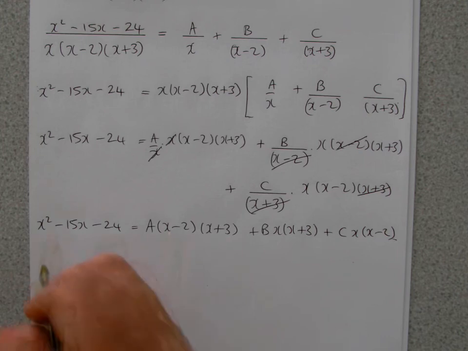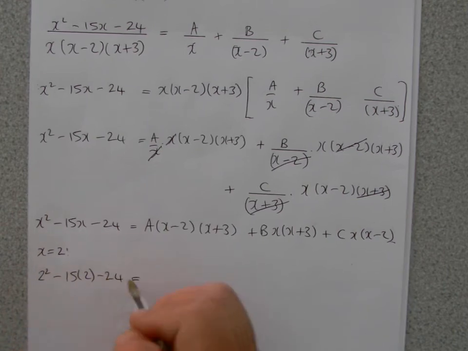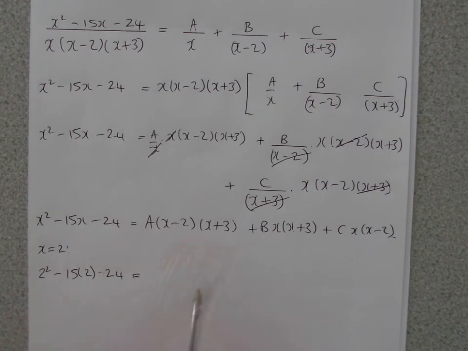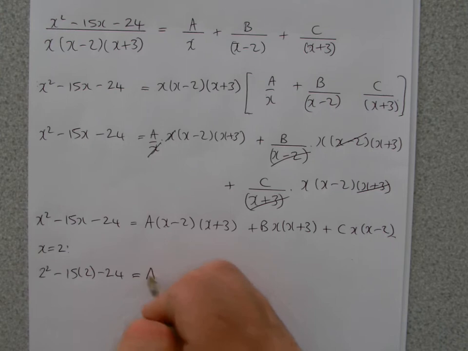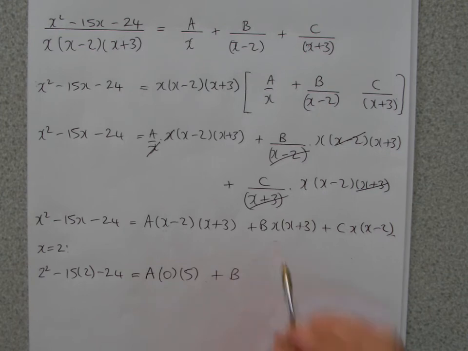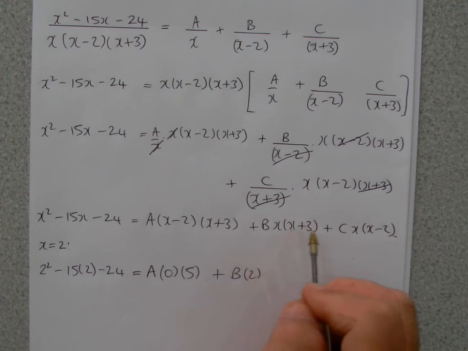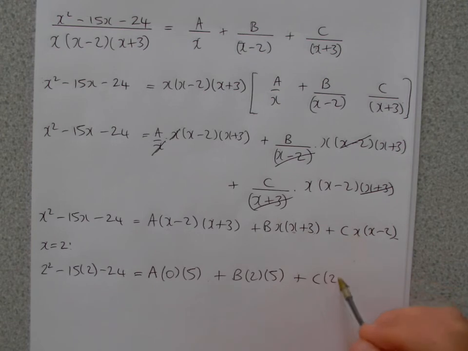If you set x to be 2, you put 2 in here, so you get 2 squared, take away 15 times 2, take away 24, so I'm substituting in x to be 2. Put 2 into this side as well. I'll take my time on this, but watch what happens. If I put 2 in there, 2 take away 2 will be 0 in that bracket, won't it? If I put 2 in here, 2 plus 3 is 5. The second term then, b, well, x is 2, and 2 plus 3 in that bracket will be 5, and then 2 minus 2 will be 0.